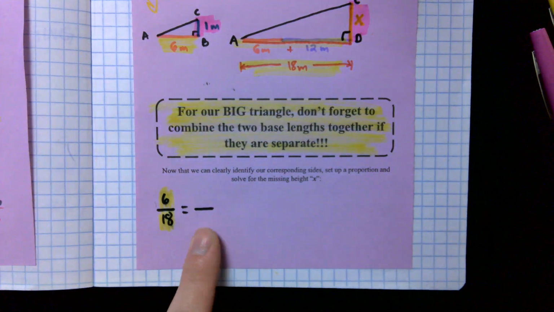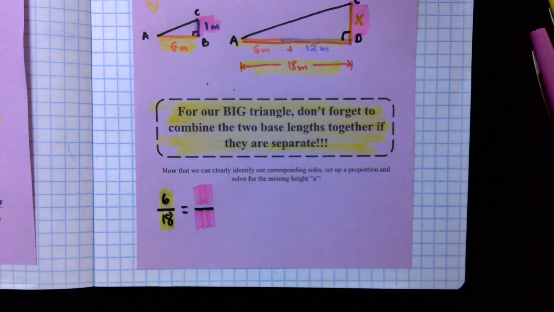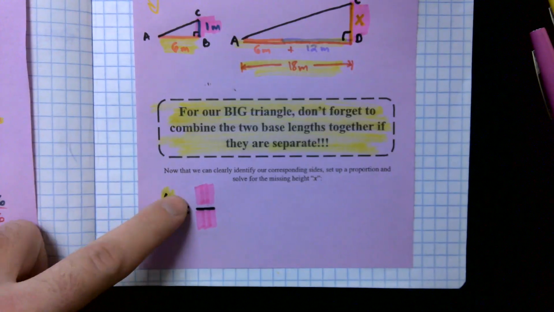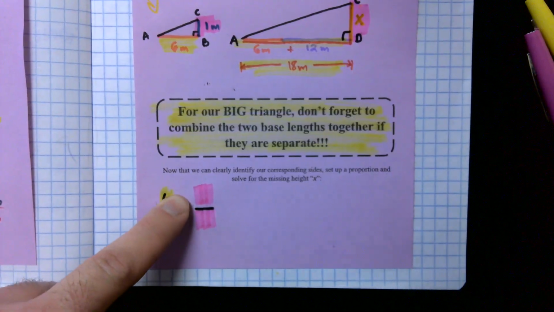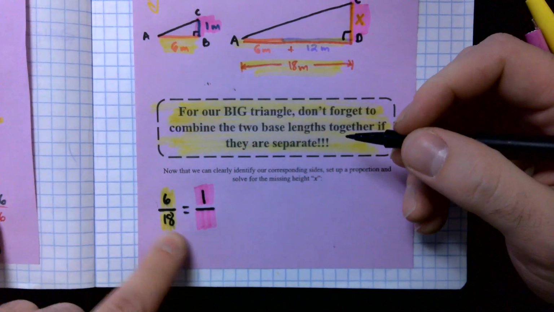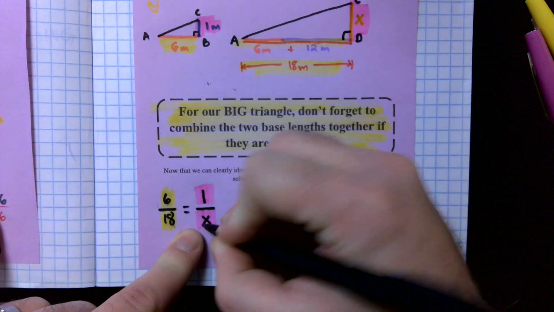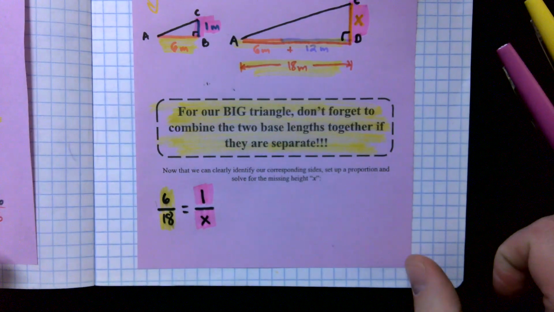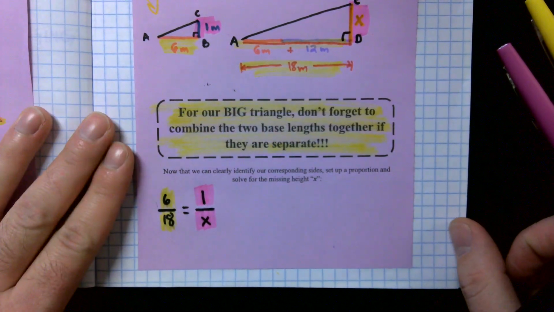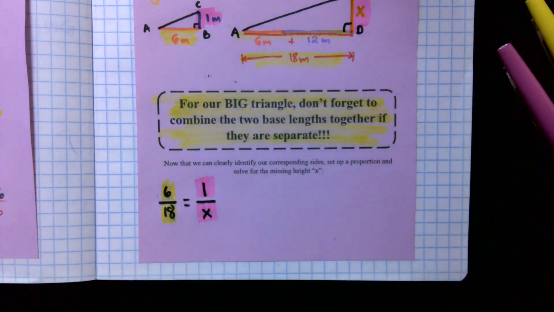So what's my matching fraction going to look like over here? Well, I've got my small triangle on the top. So what's the height of my small triangle? 1 meter. I got my big triangle on the bottom. What's the height of my big triangle? X. That's what we're trying to solve for. You guys see how we set that up? Same as yesterday, except we just had to do a little extra work of splitting up the picture.